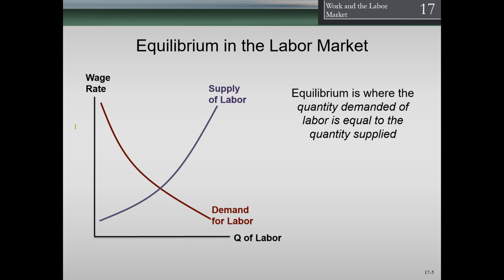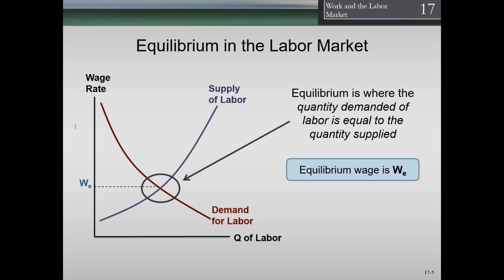So equilibrium in the marketplace. We have our standard equilibrium here. We've got our supply of labor, our demand for labor, and the market will tend towards the equilibrium, and when that happens, we will then have our wage rate.